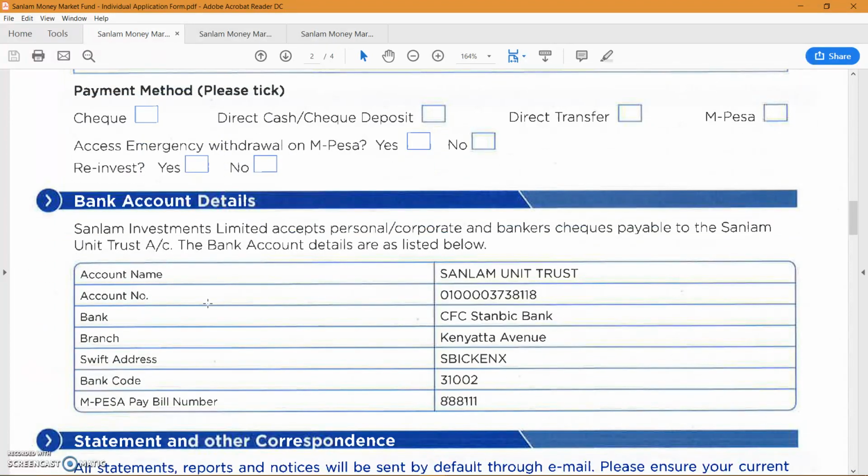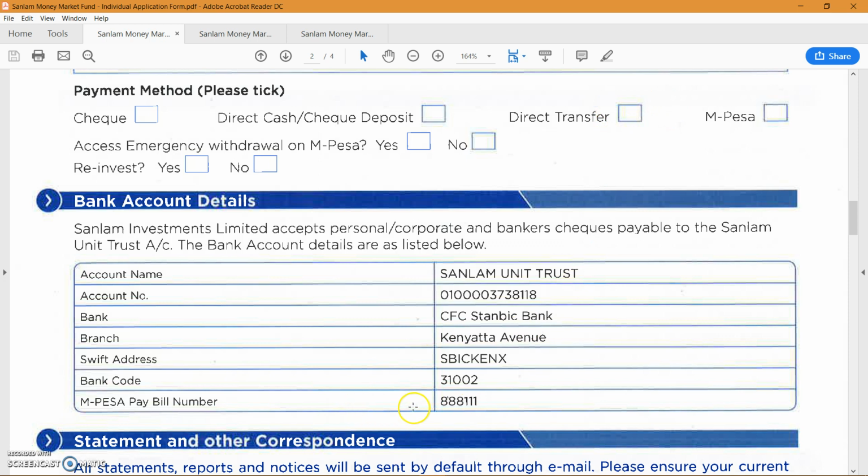The next section here talks about the bank account details. So these are the details of where you'll send the money to for the initial investment that has been discussed up there. What I would like to mention is their banker is Stanbic Bank, so it helps if you bank with Stanbic, because then you will save on the standing order charges or the bank transfer charges.